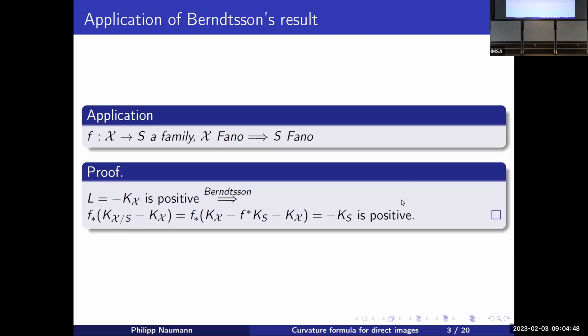Of course, this is a very simple application, but still this result has generalizations, for instance, when minus K_X is nef, and then also minus K_S is nef, and so on.